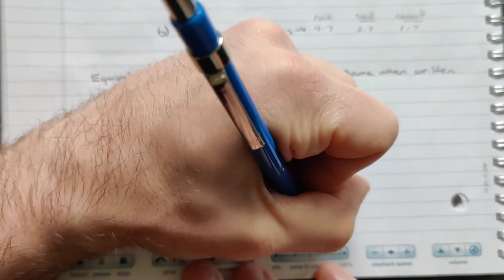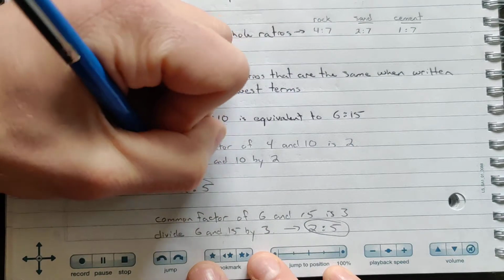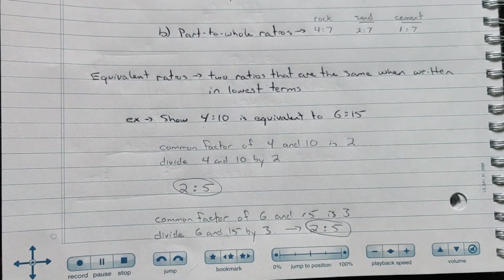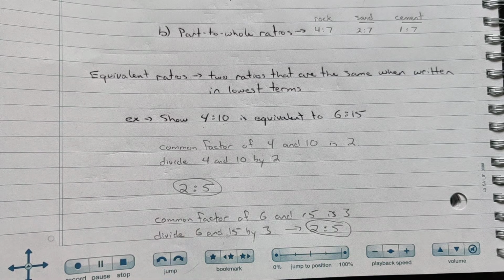And I'm running out of room here. So 6 divided by 3 is 2. 15 divided by 3 is 5. Those are the simplified lowest terms of the two ratios, 4 to 10 and 6 to 15. They're the same. Because they're the same, these are equivalent ratios.